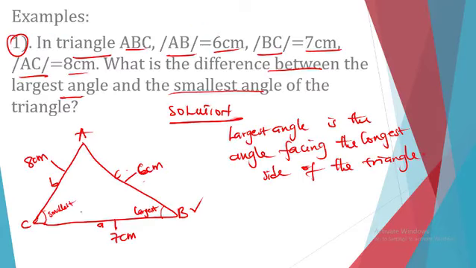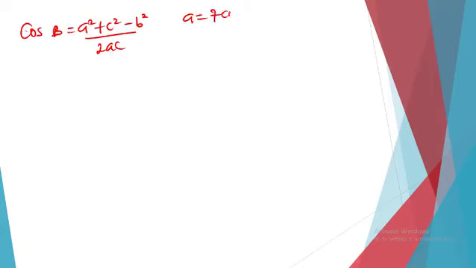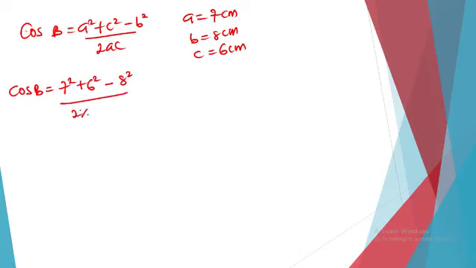Okay, let us start. Our A, small letter A, is 7 cm, small letter B is 8 cm, small letter C is 6 cm. So our A is 7 cm, our B is 8 cm, and our C is 6 cm. So let us now substitute to have cos B equal to 7 squared plus C is 6 squared minus B squared, which is 8 squared, all over 2 times 7 times 6.